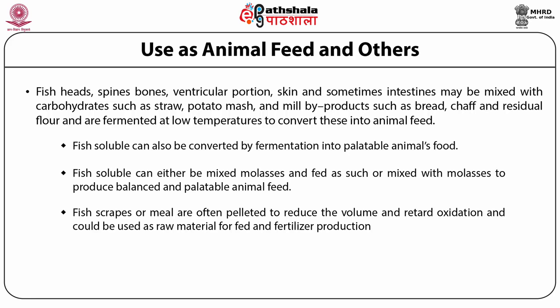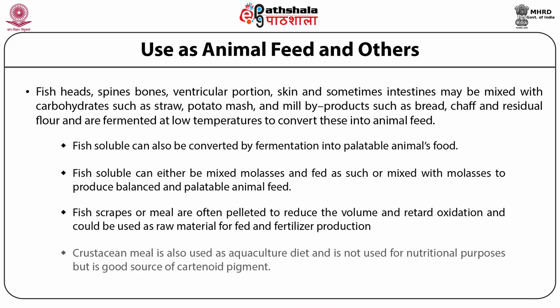Fish carcasses can also be digested in a pressure chamber by using saturated steam. The resulting liquid and the solids could be used as a raw material for fat and fertilizer production. The meal of the crustacean could be utilized as a source for the production of carotenoid pigment.